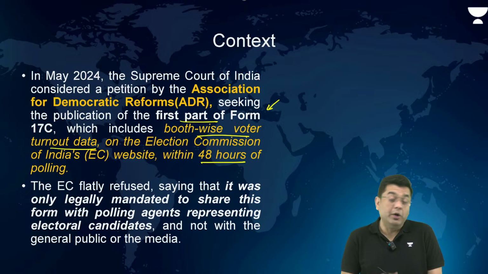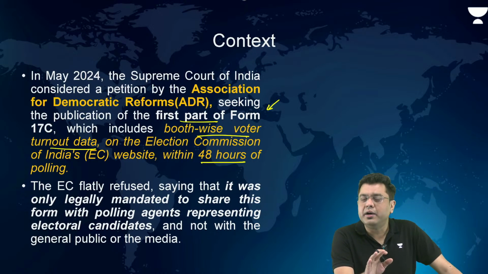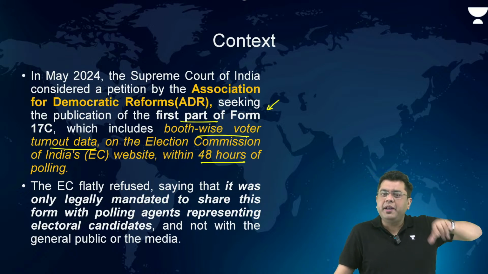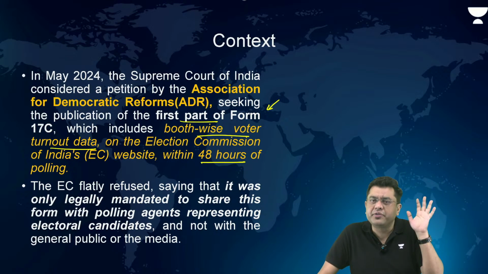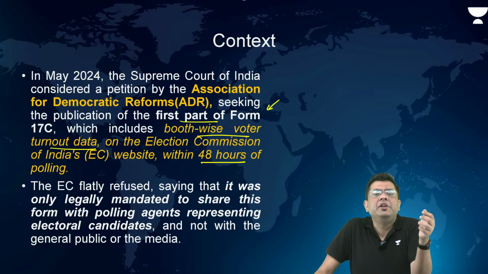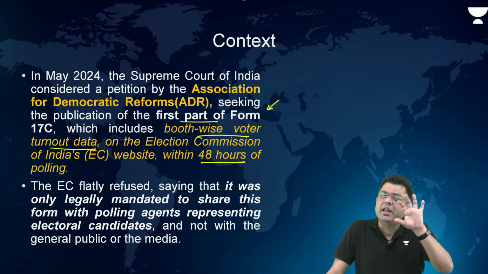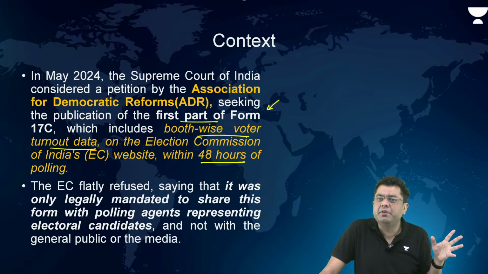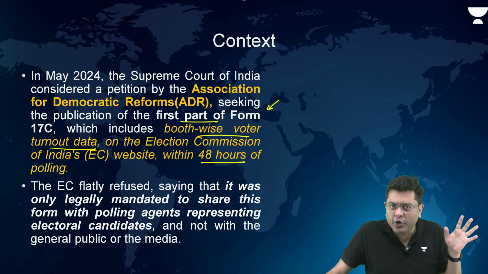Now, what was the Election Commission's stand? Election Commission immediately turned it down. The Election Commission said basically that this data is something that we publish to the political or the polling agents of the political party who are present at the polling stations. We publish it to them. We are under no obligation to publish it for the larger society. We are under no obligation to publish it on our website. So in a way, Election Commission had shut down the door.